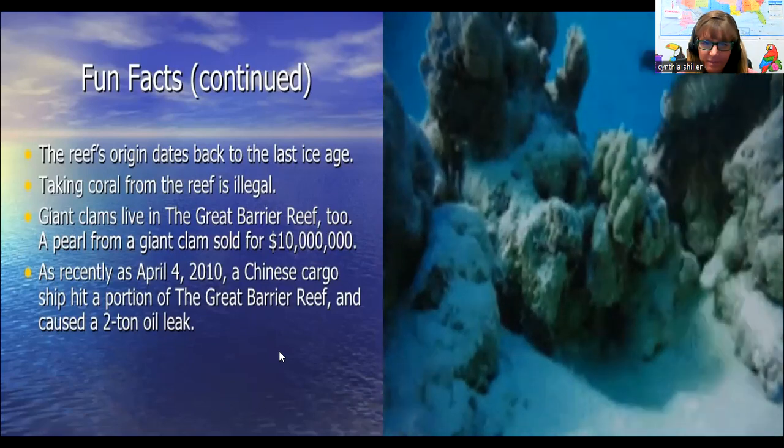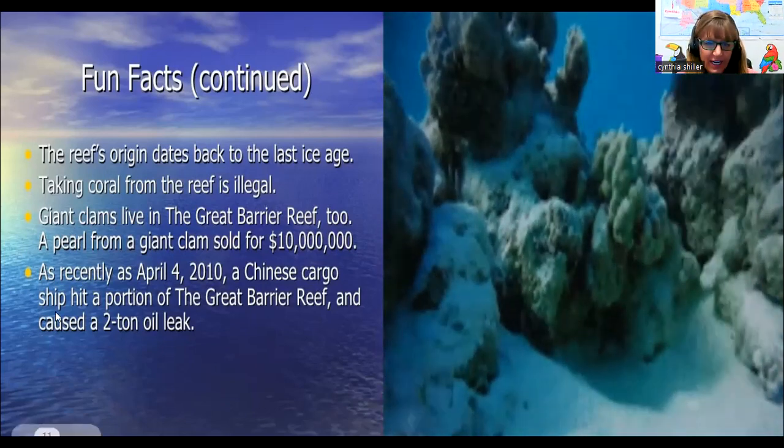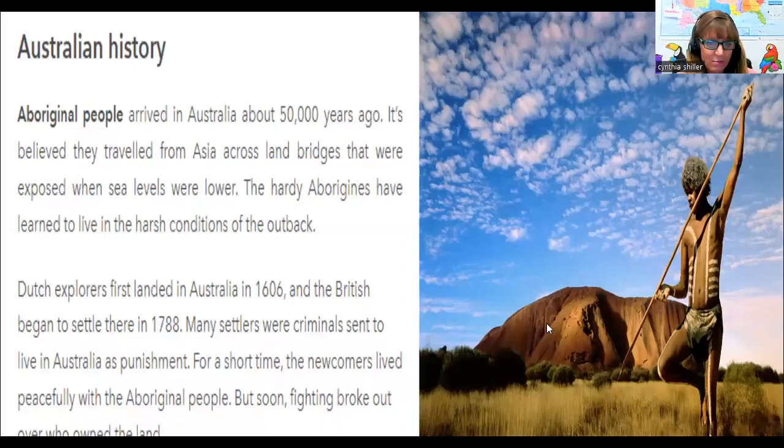And even in April 4th of 2010, sometimes some boats will kind of hit the barrier reef. So there was a Chinese cargo ship that hit a portion of this Great Barrier Reef and caused a 2-ton oil leak. So not only do we have this crown of thorns starfish destroying the area, there's also accidental oil leaks, and animals just can't live healthy in that way.